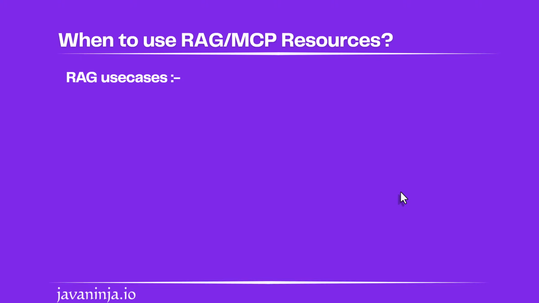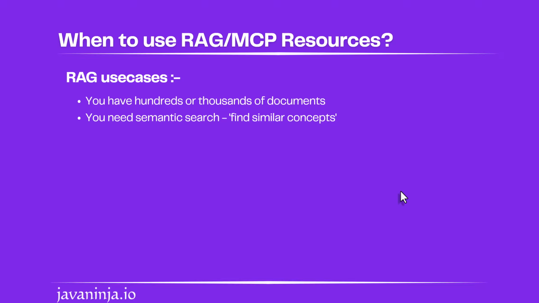Now we need to understand when to use RAG and when to use MCP resources. RAG is the right choice when you're dealing with a large number of documents and need semantic search, meaning the AI can find context based on meaning and not exact wording. It's well suited for relatively static information like knowledge bases or Q&A systems, and it helps reduce token usage by retrieving only the most relevant chunks.